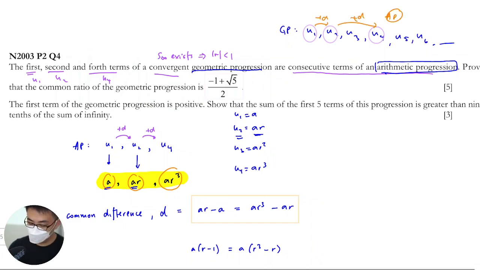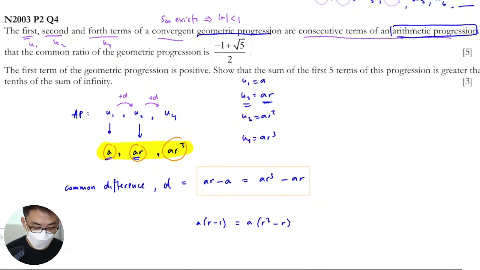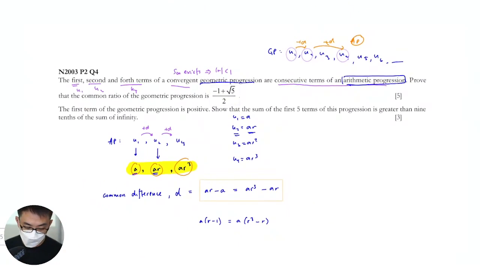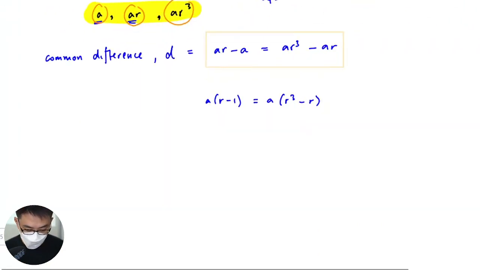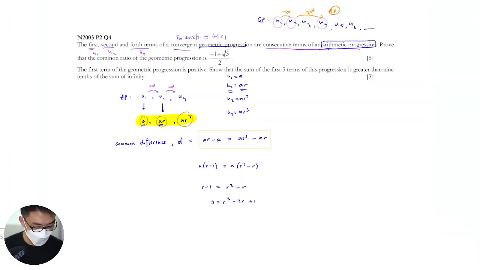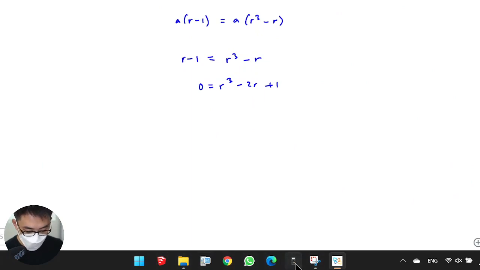So there are two layers here. One is the AP, one is the GP. From a GP, you take the terms out and it becomes an AP. That's why they're asking you to show that R is of this form. You just write it down: R minus 1 times R cubed minus 2R plus 1. You can key in the calculator, but you get one of the solutions as 1.